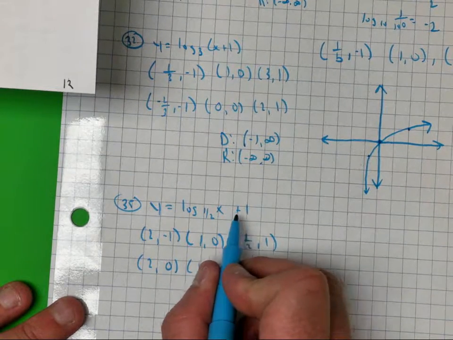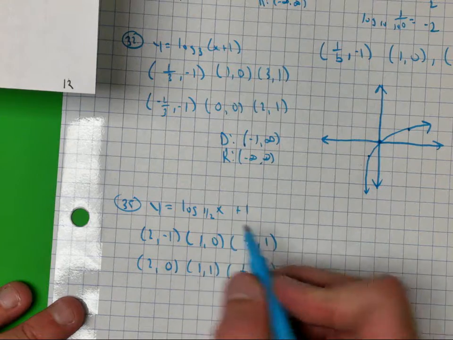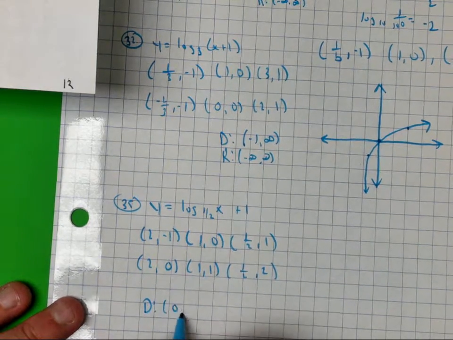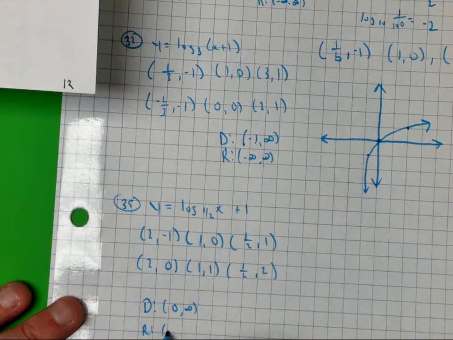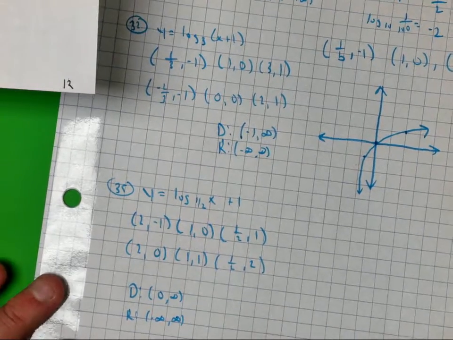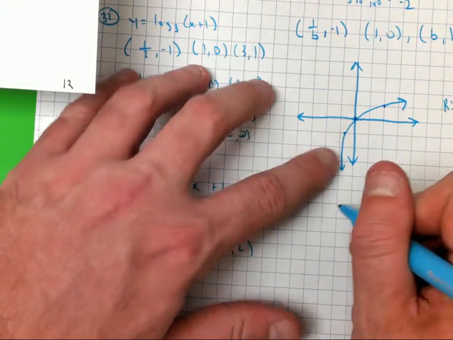Now, that 1 did not affect my domain. So my domain would be from 0 to infinity, and your range is always negative infinity to infinity in a logarithmic. Now, I'm going to graph that.